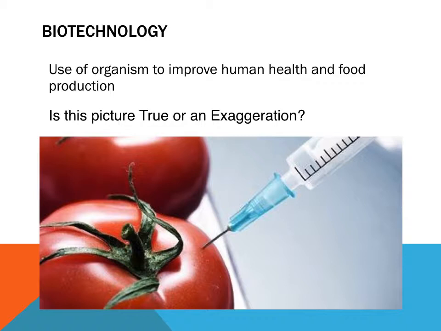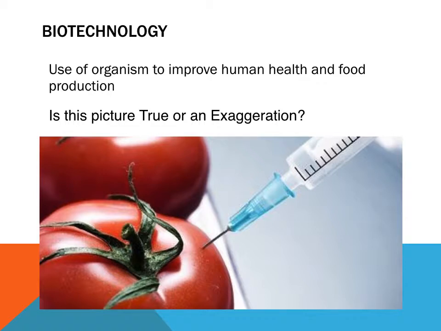So take a look at this picture. Is this picture true or exaggerated? Scientists have been manipulating our food for many years. Take, for example, the super tomato. Super tomato has been manipulated. The scientists have changed its DNA so that the tomato would be bigger or redder and last longer on the shelves so it could be transported.